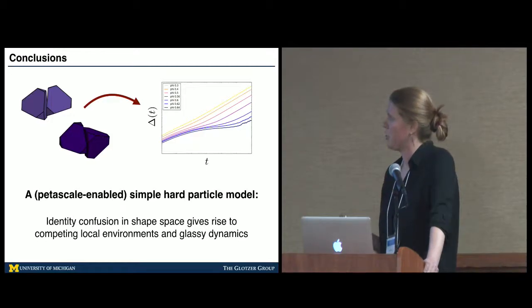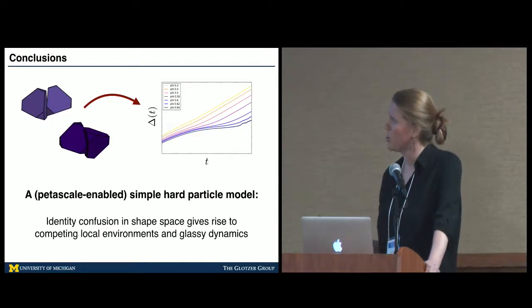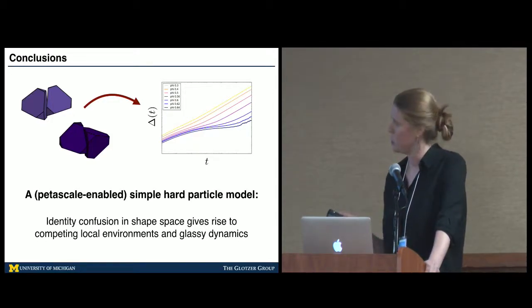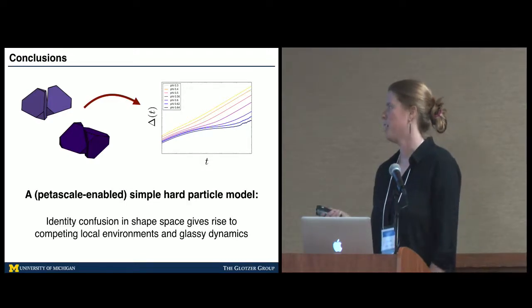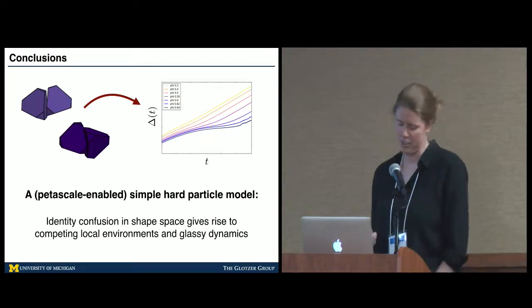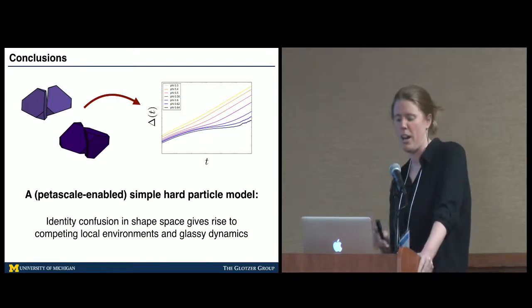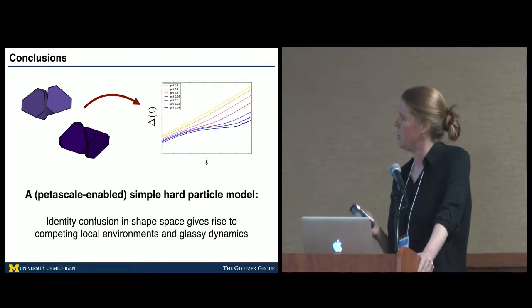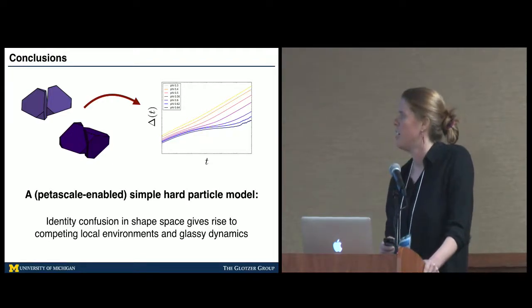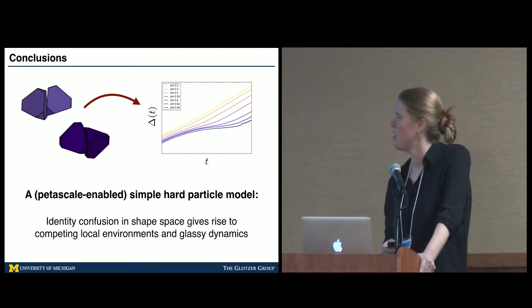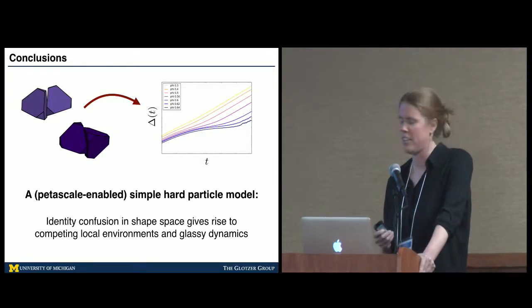So I just want to conclude and say that this model, we're excited about it. It was enabled by resources that we had on Blue Waters, and it allows us to have this hypothesis that for this system, identity confusion in shape space is giving rise to competing local environments, competing structural motifs, and consequent glassy dynamics.